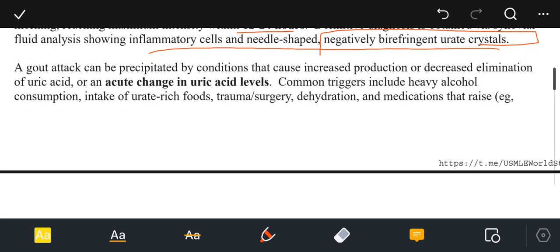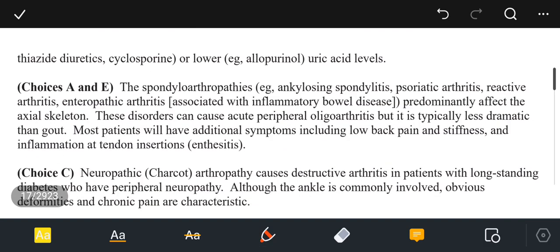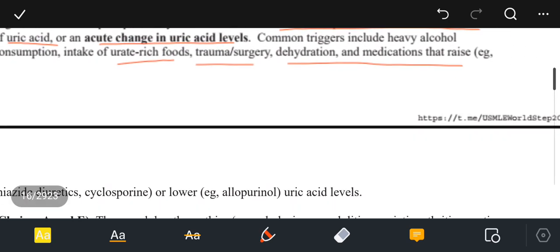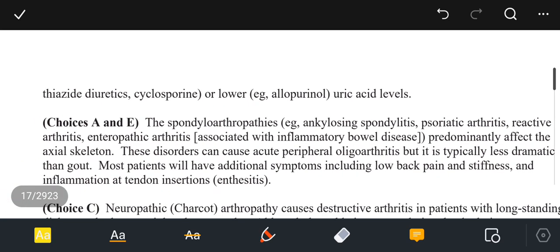A gout attack can be precipitated by conditions that cause increased production or decreased elimination of uric acid, or an acute change in the uric acid levels. Common triggers include heavy alcohol consumption, intake of urate-rich food, trauma or surgery, dehydration, and medications that raise uric acid levels, like thiazide diuretics and cyclosporine, or lower them, for example allopurinol.